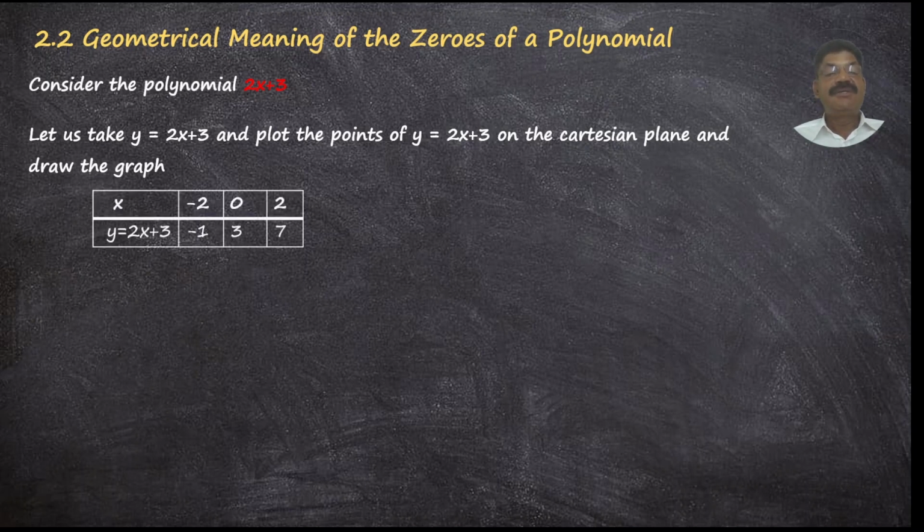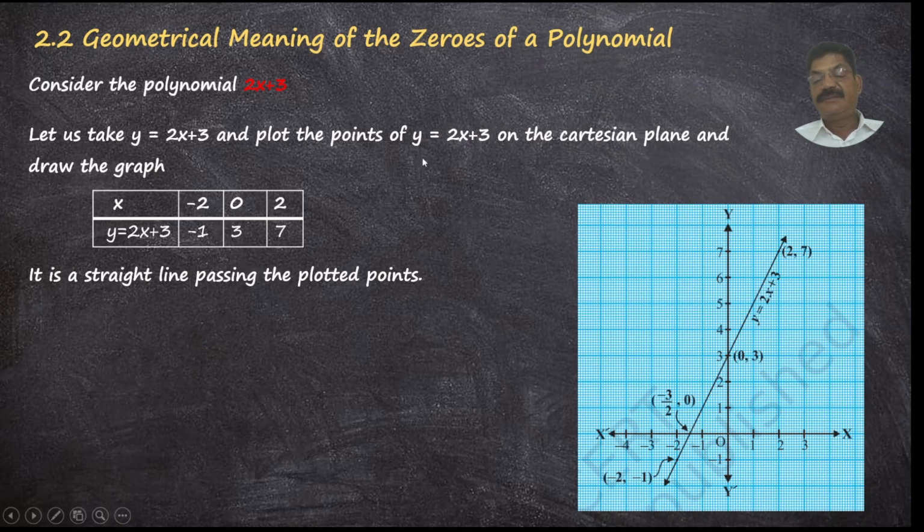How to plot the points? You look at this table. So x, y is equal to 2x plus 3. I give the value x is equal to minus 2, then y is equal to minus 1. When x is equal to 0, y is equal to 3. When x is equal to 2, y is equal to 7. Using these 3 points, we can draw the graph. Since it is a straight line, only 2 points are enough, but I have plotted 3 points. You look at this figure. This is the line y is equal to 2x plus 3.